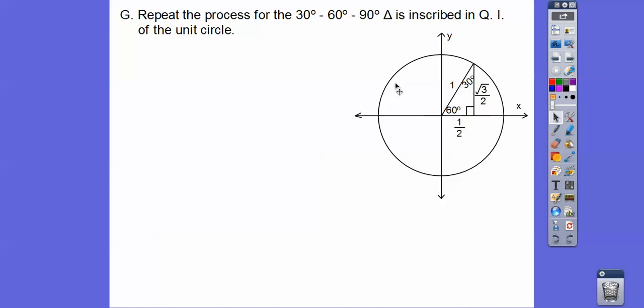Okay, we're going to reflect it over here. Remember, when we go to the left, it's negative. When we go up, it's positive. To the left, negative, down, negative. To the right, positive, down, negative. So when we reflect it, there they all are right there.